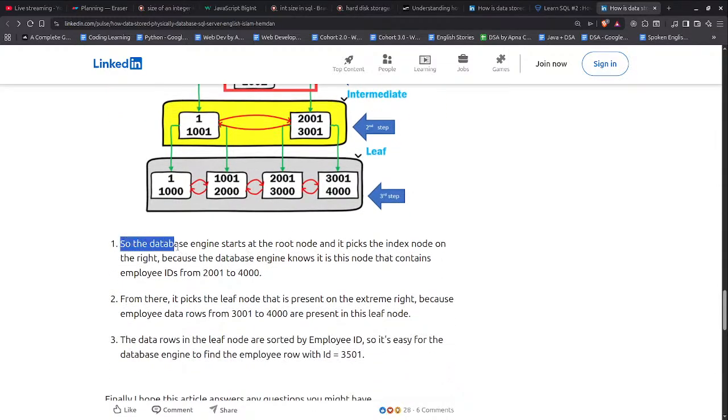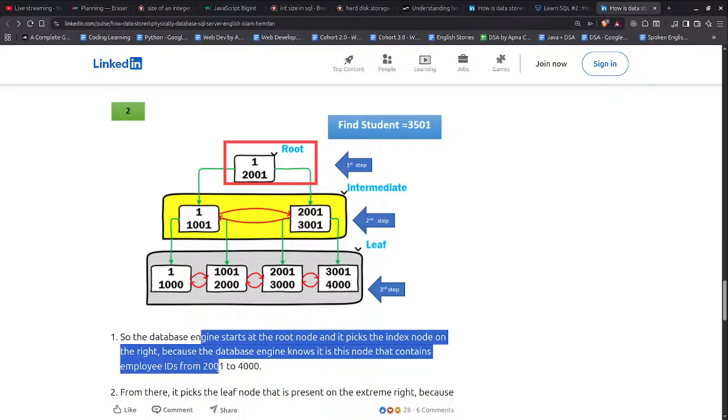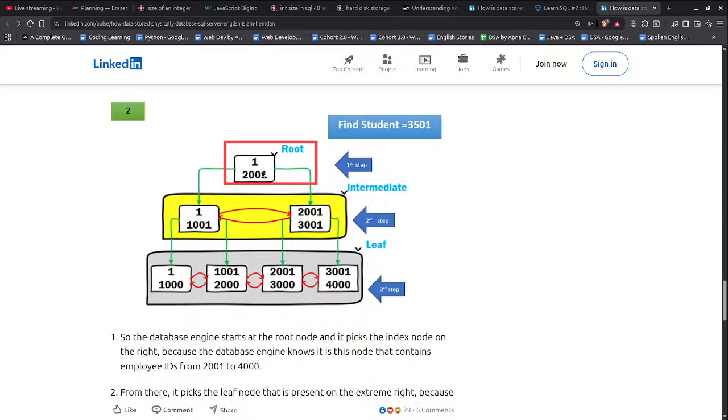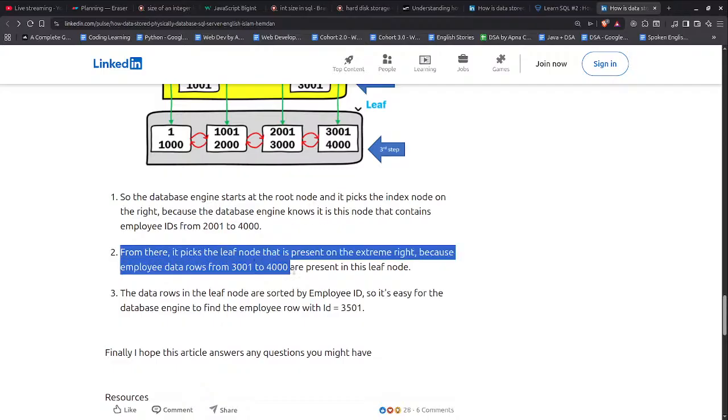So the database engine starts at the root node and picks the index node on the right, because the database engine knows this node contains employee IDs from 2001 to 4000. It will send it to the right side. From there it picks the leaf node that is present on the extreme right, because employee data rows from 3001 to 4000 are present on this leaf node.